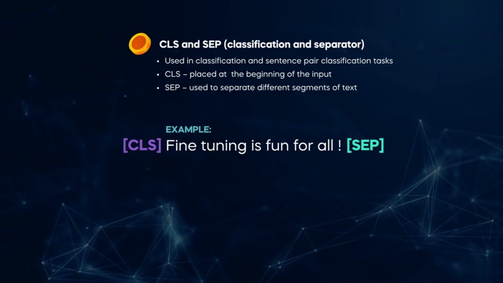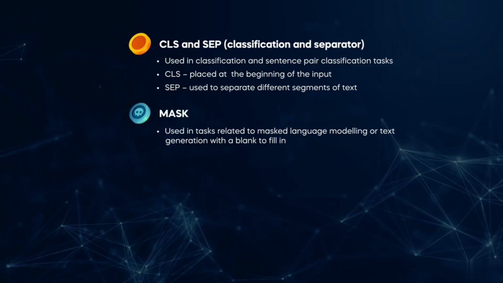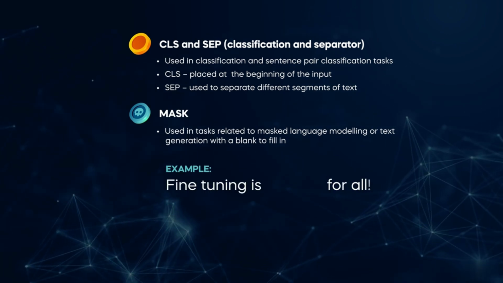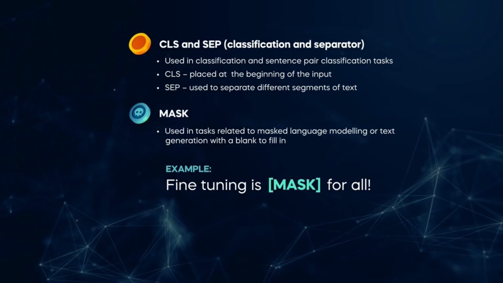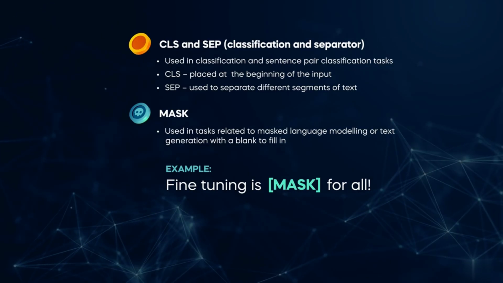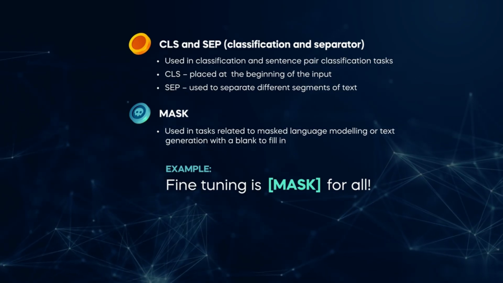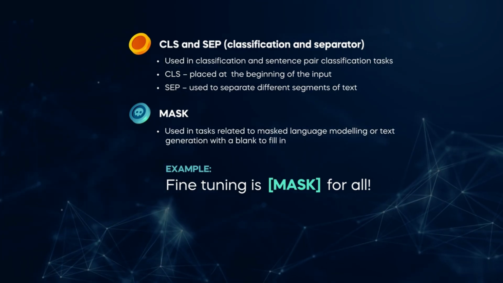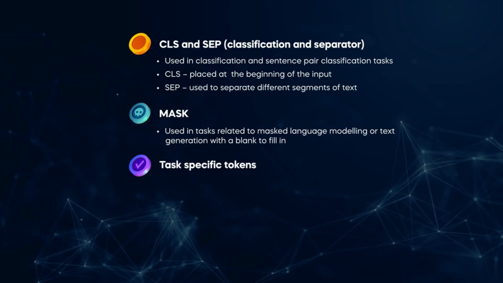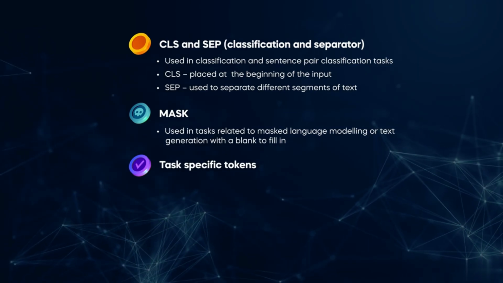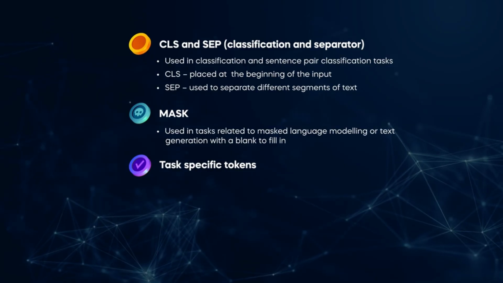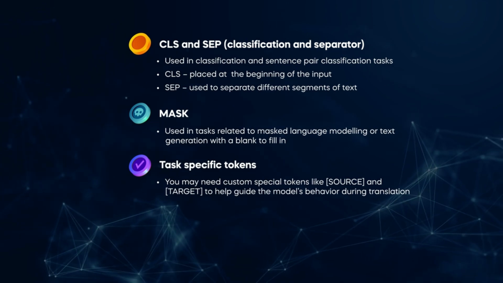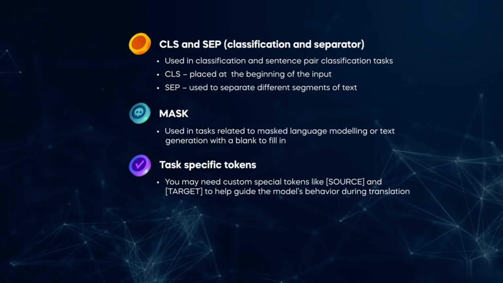The mask token is used in tasks related to masked language modeling or text generation with a blank to fill in. For example, you might provide a sentence with a word replaced by mask, and the model's task is to predict the missing word. This is commonly used in tasks like text completion. Depending on the specific task you want the model to perform, you may introduce custom special tokens. For instance, if you're using the model for translation, you might have a special token like source and target to indicate the source and target languages respectively.